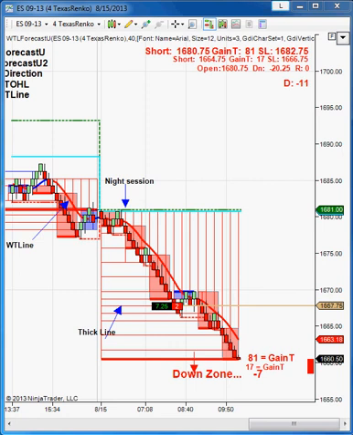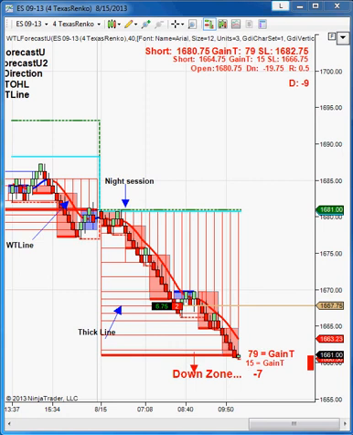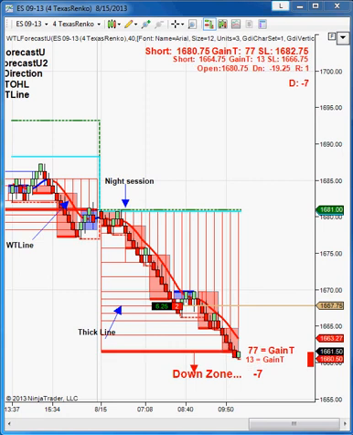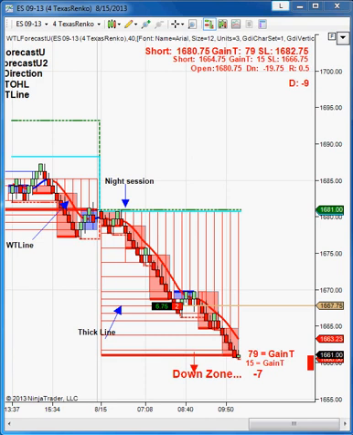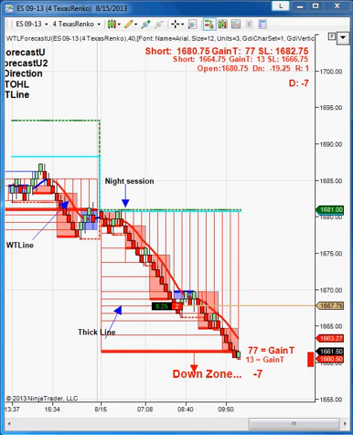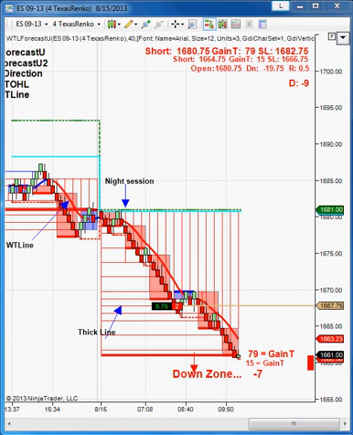We don't know what happens, so let's see what happens, and we stay in our trade. We have no need to exit. Our WTL lines always want to stay in the WTL line direction. This is a real-time calculated trade, real time.